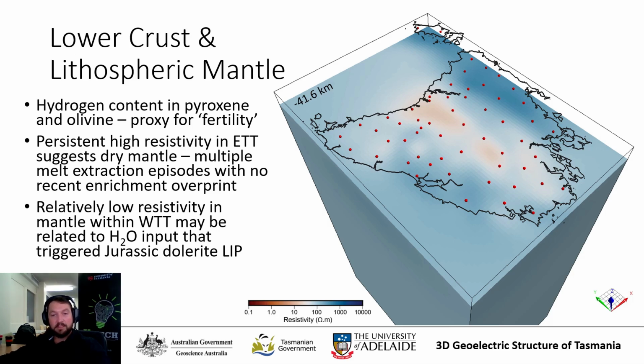Relatively low resistivities in the central keel, in this north-south keel in the Tasmanian mantle, in the central Tasmanian mantle. That might be imaging some relict mantle fertility left over from the event that triggered the large igneous province, the Jurassic dolerite large igneous province. That's the preferred interpretation at this stage.